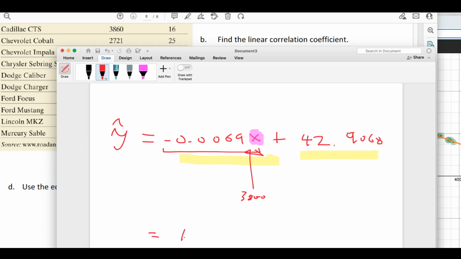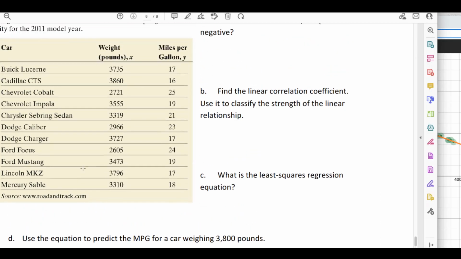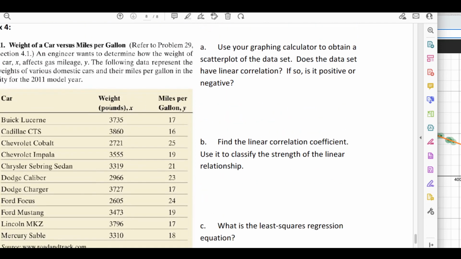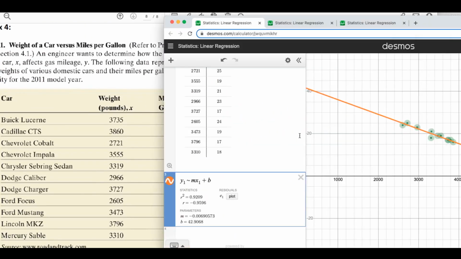and that gives me about 16.69. In this case, all the answers are whole numbers, so it's about 17 miles per gallon. So we can predict that the car that weighs 3,800 pounds has a gas mileage of 17 miles per gallon, according to this data. Okay, so that's how we use this calculator right here.